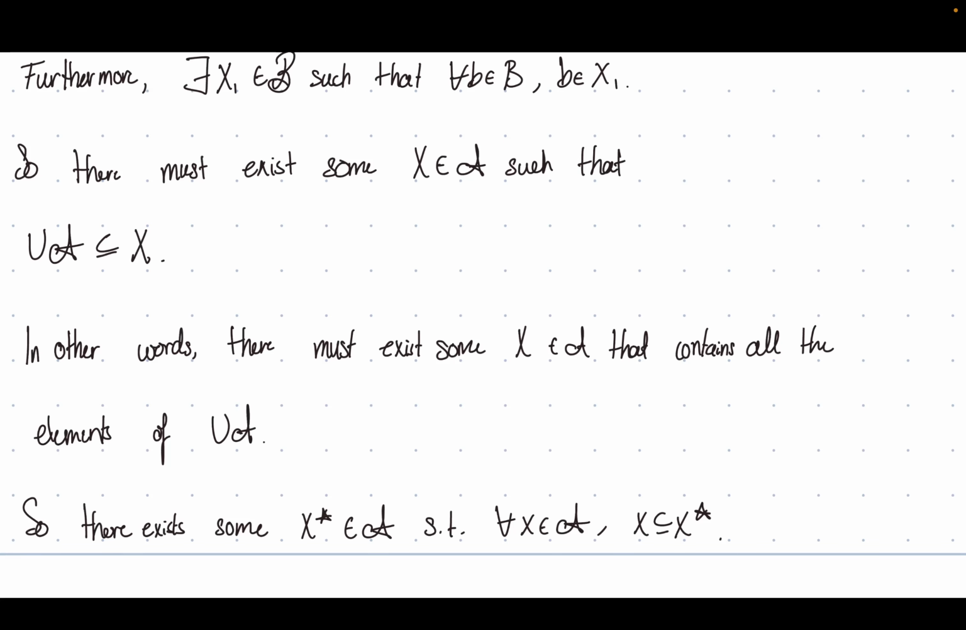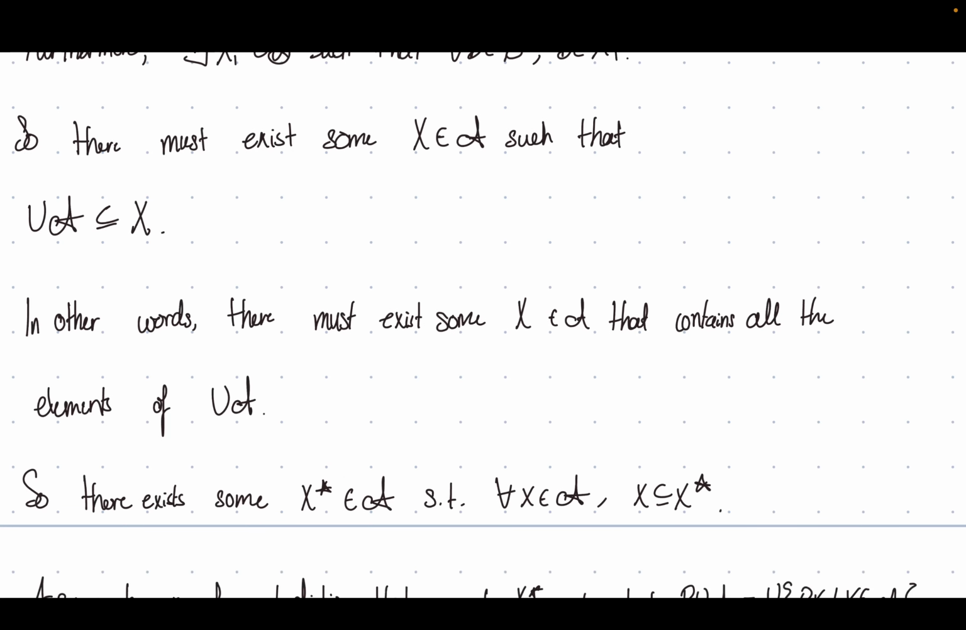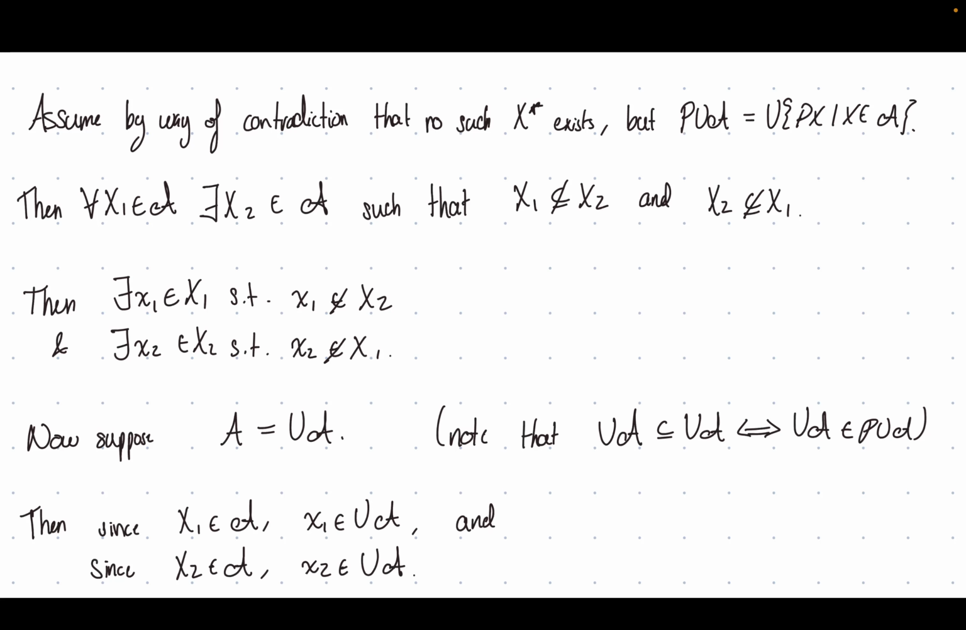And this is the same as saying, so these two are the same, that there exists some X star in script A such that for every X in script A, X is a subset of X star, meaning that there's some superset of every other set. I mean, that's literally the same thing. But anyway, what I'm trying to show is that by contradiction, if no such X exists, then these sets cannot be equal.